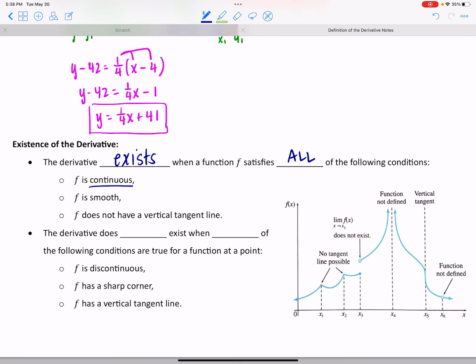It's got to be a smooth function. The graph of it is smooth, meaning we won't see any sharp corners. And it cannot have a vertical tangent line. So if any of those three things happens, if it's discontinuous, if it has a sharp corner so it's not smooth, or it has a vertical tangent line, then the derivative does not exist. So it does not exist when any of those things occur.